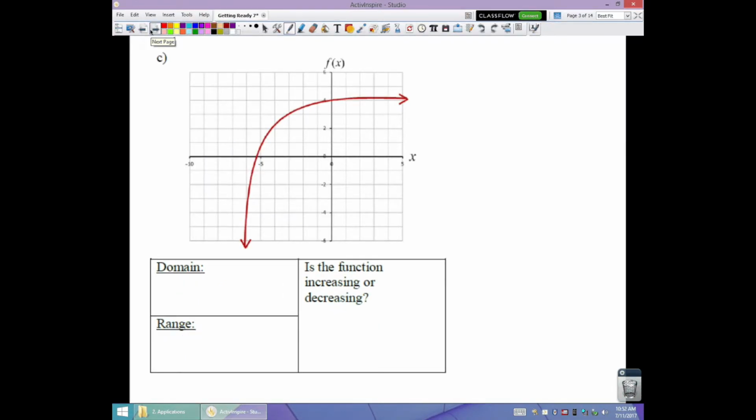C, my domain with arrows in both directions, left and right forever means all real numbers. Down forever, up forever tells me all real numbers for the range. Is this increasing or decreasing? As I read left to right, it is increasing.